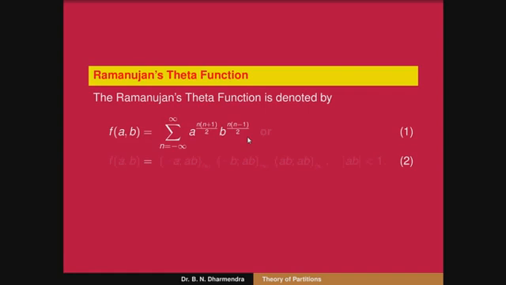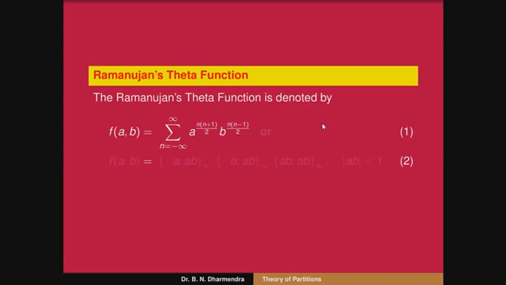Once again, what is the Ramanujan theta function definition? In terms of infinite series, f(a,b) is equal to the summation, n running from minus infinity to plus infinity, of a to the power of n(n+1)/2 into b to the power of n(n-1)/2. In this whole session, we can call this equation 1. That is in terms of infinite series.